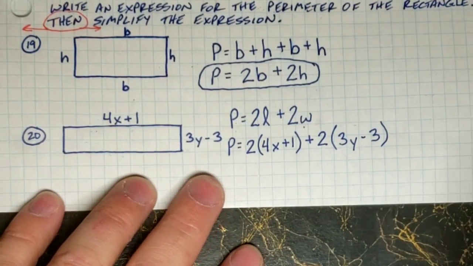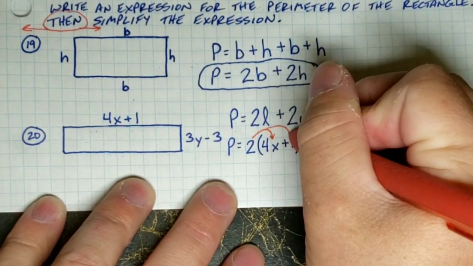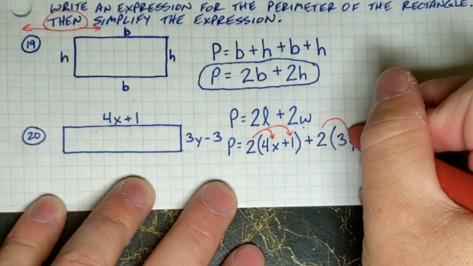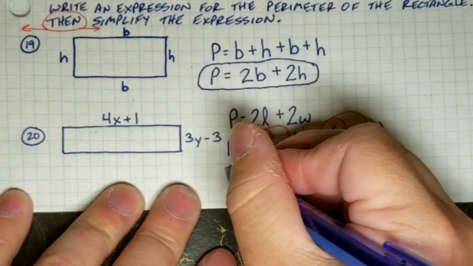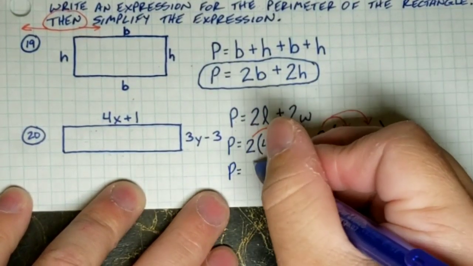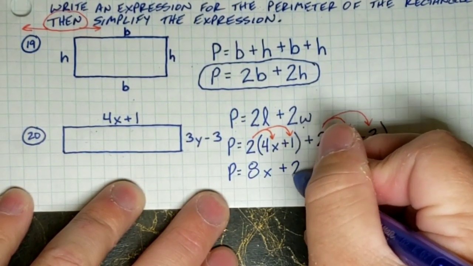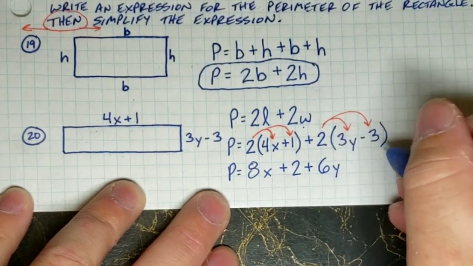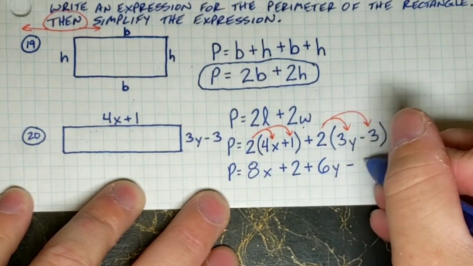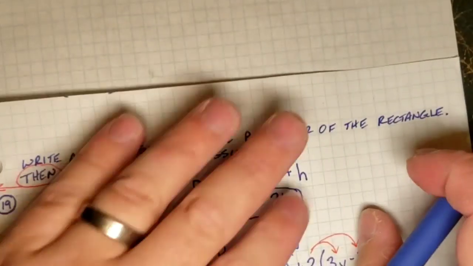So this requires us to remember the distributive property. So we're going to multiply both of these things by 2 and both of these things by 2. All right, what we got there is 2 times 4x is 8x. 2 times a positive 1 is positive 2, plus 2 times 3y is 6y, and 2 times a negative 3 would be negative 6. All right, so there's an expression for the perimeter. However, it is not simplified.